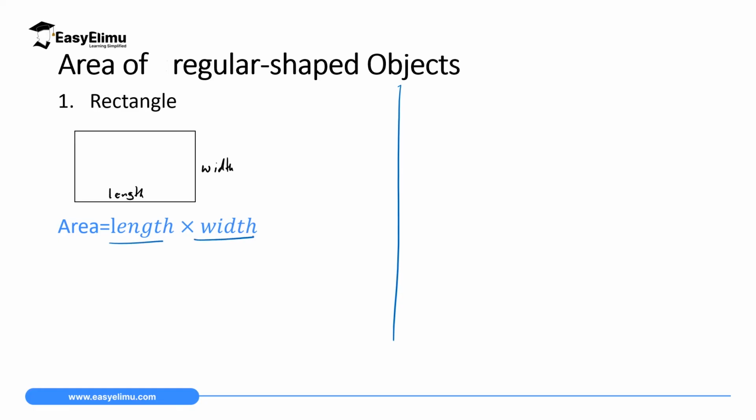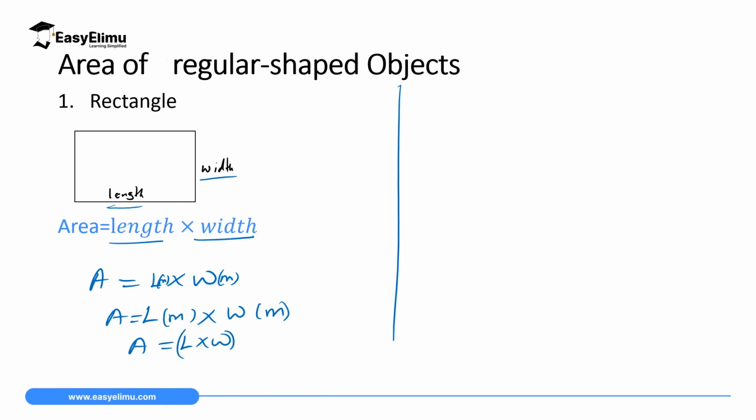So a rectangle has two sides. It has length and it has a width. So if you need area, you just take length, you multiply by width. Remember, length is in meters and width is also in meters. So you get your area as length in meters times width in meters, which is going to give you area is equal to length times width in square meters.